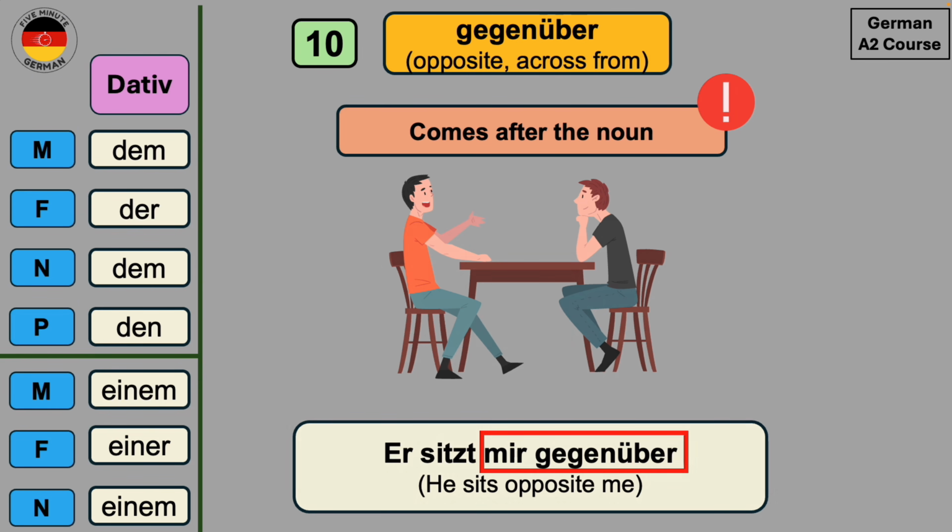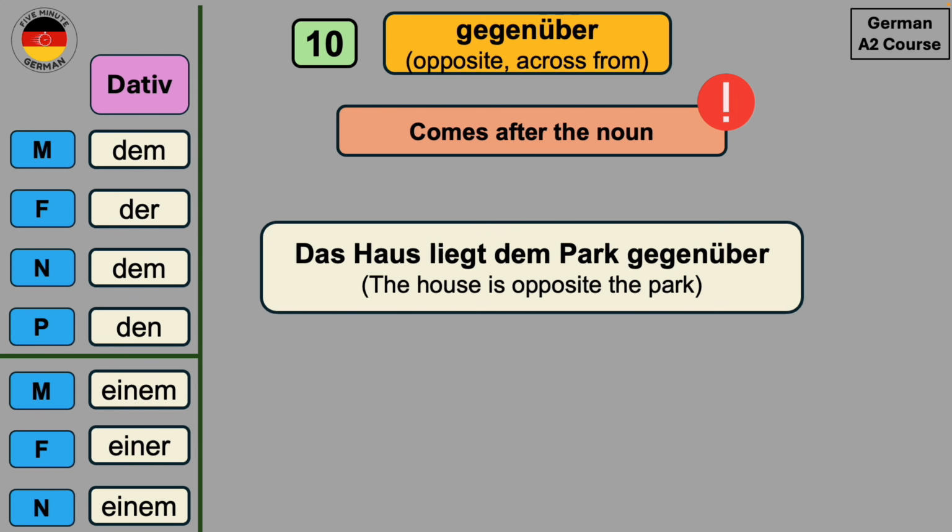Another example with gegenüber can be Das Haus liegt dem Park gegenüber. The house is opposite to the park. Now again over here we used the noun which was dem Park before, and then after that we used gegenüber. But the article for park is the masculine definite article in dative, which is dem.